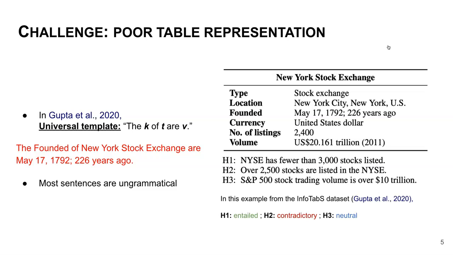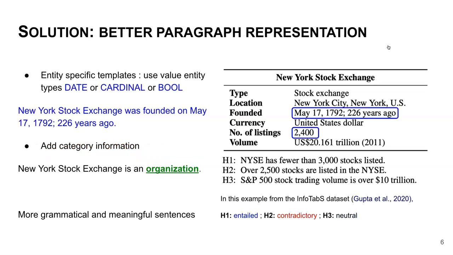So looking at the first challenge, poor table representation. In the Gupta et al. 2020 InfoTab paper, they use a universal template, the "key of title is value", which means the key of title is the value. Now if you use this, you will get very ungrammatical and nonsensical sentences as shown in the slide. However, if you form entity specific templates, which use entity types like date, cardinal, bool based on the values of the key, we get very grammatical and meaningful sentences. Furthermore, you can also add category information in the premise. For example, here we add that NYSE is an organization.